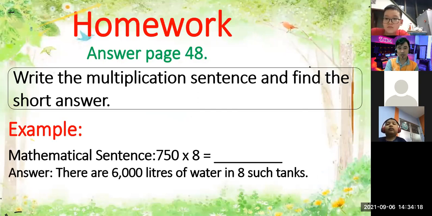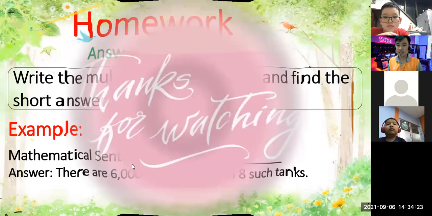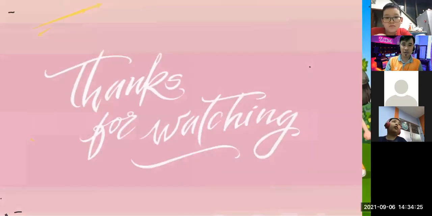There are 6,000 liters of water in 8 such things.